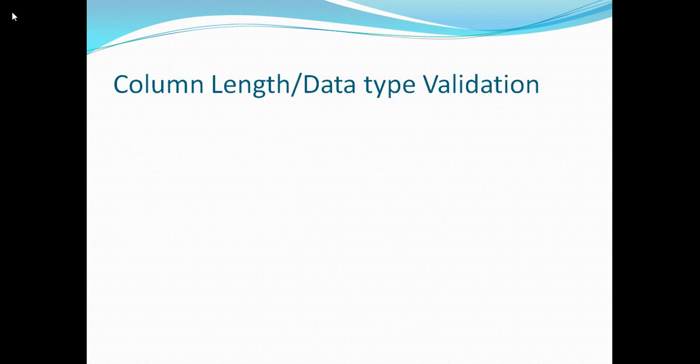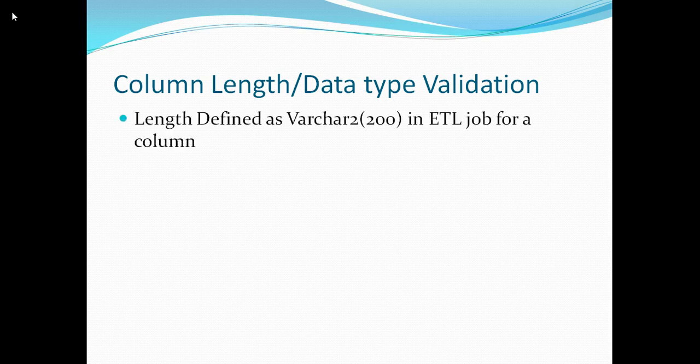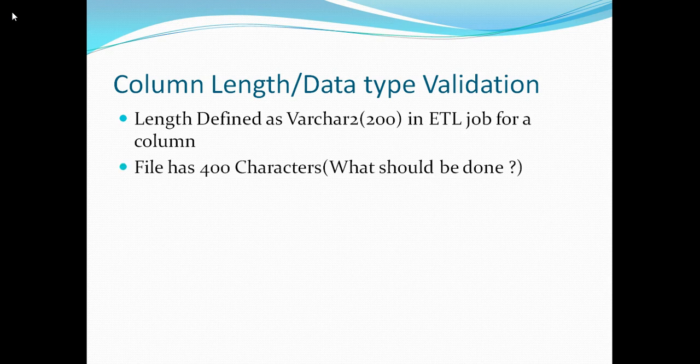Next thing you want to validate is column length or data type validation. For example, in my table I have defined a column of length 200. Even in my ETL job, I have configured the length of that particular column as 200. Now when I receive the file, I receive certain column values where the length is 400. What exactly should happen in this particular case? Should I discard this particular row, or should I truncate the values to 200 characters and report to my source team that the data was truncated? So you should validate this kind of stuff.